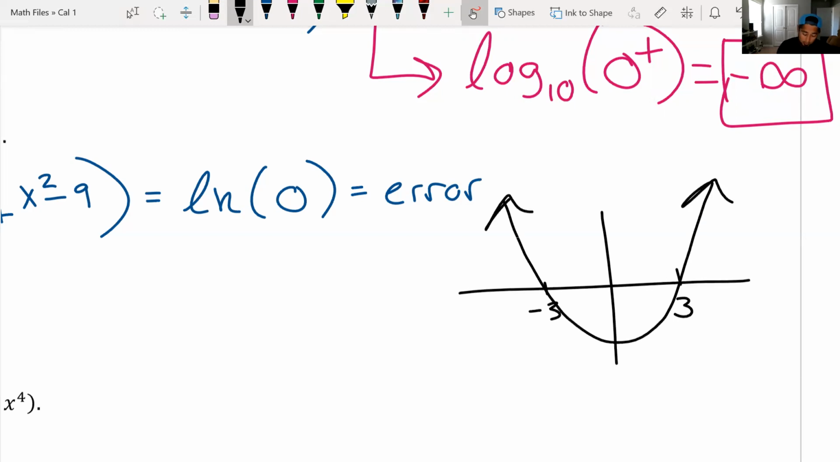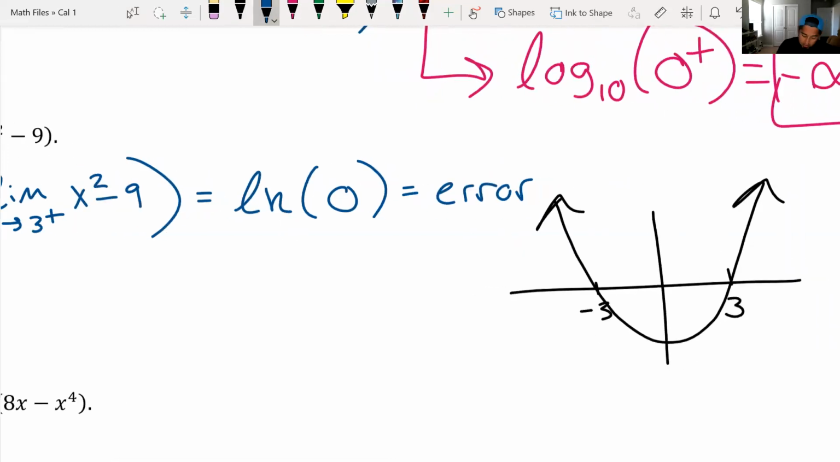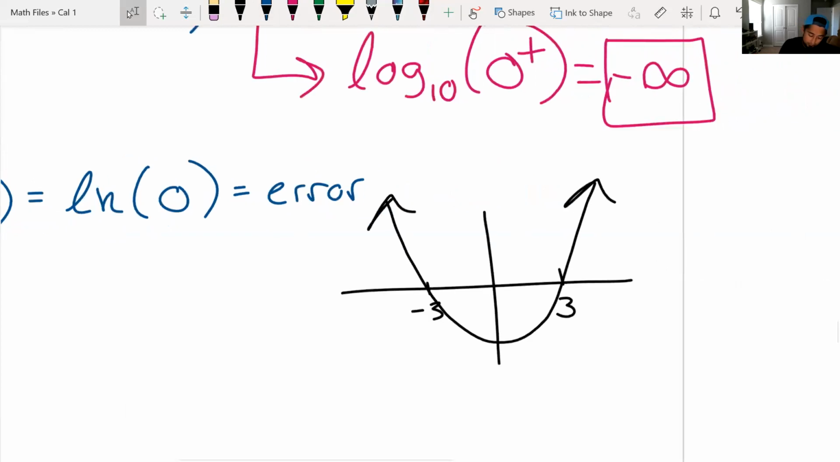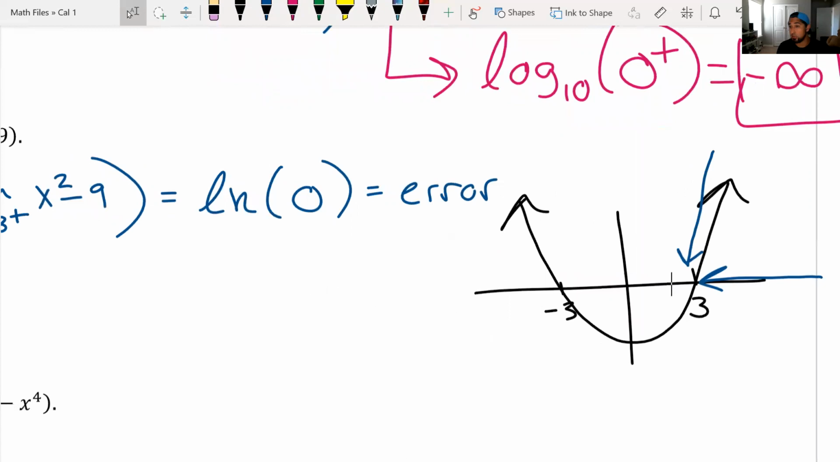So what this limit says is we are approaching 3 from the right. Looking at my graph, as I approach 3 from the right, we see that y starts to approach 0, right? Y starts to approach 0. Therefore, that's why I put 0 in for the natural log. But can we take the natural log of 0? No. Again, we need a quick fix.